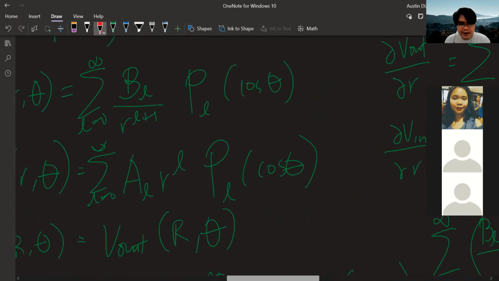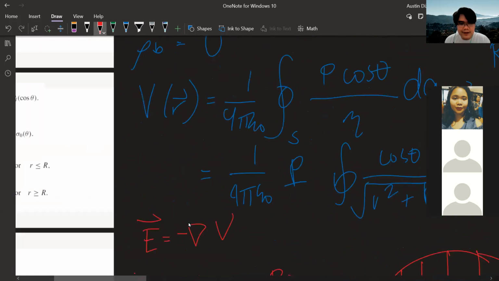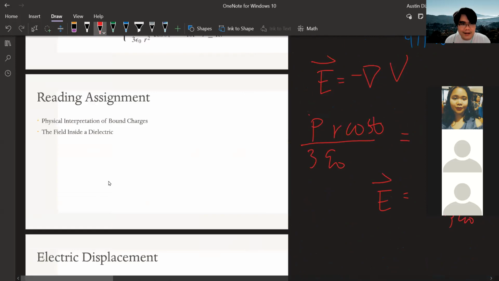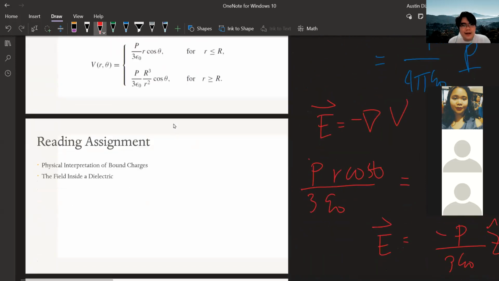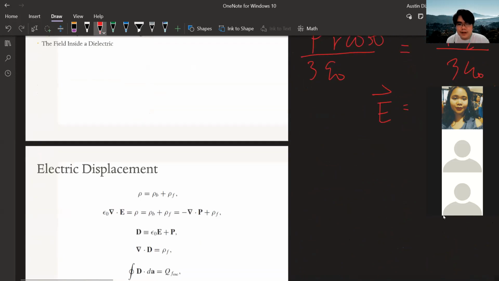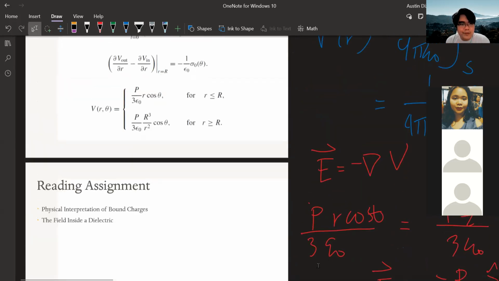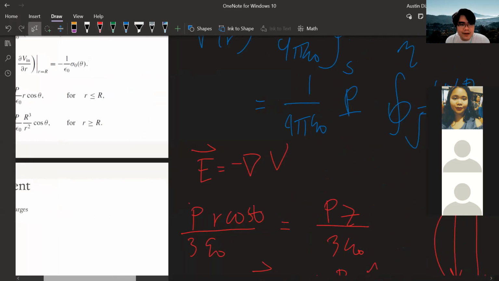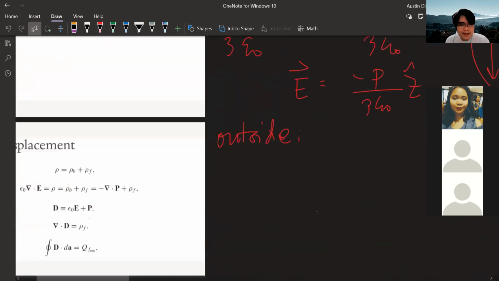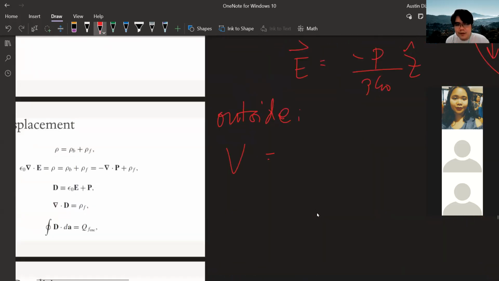And then, yung outside the field. What is the outside field? Okay? Kunin na lang natin dito. Sulat na outside. What is that? Okay. P R cube cosine theta over 3 epsilon naught r squared.